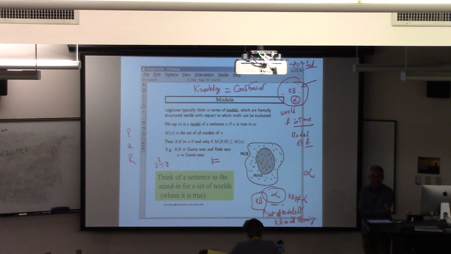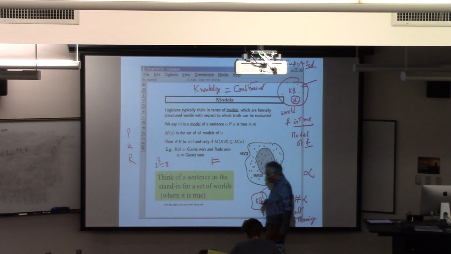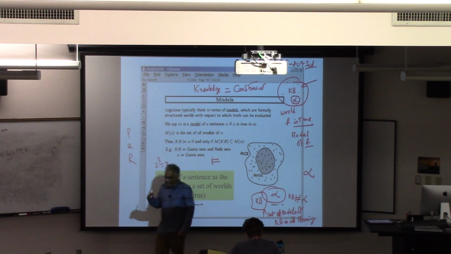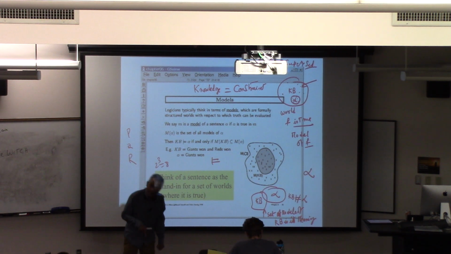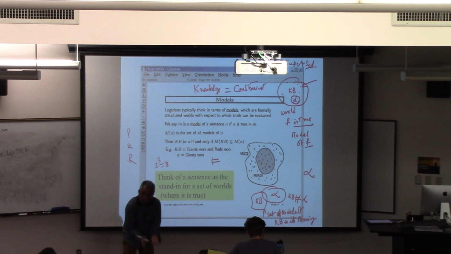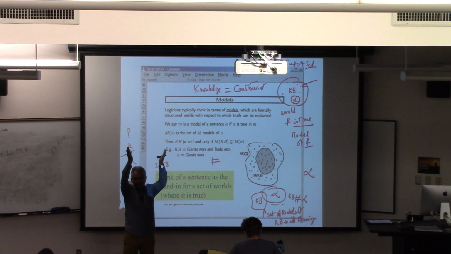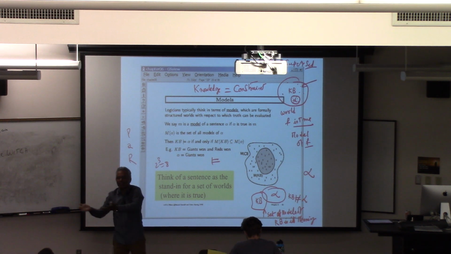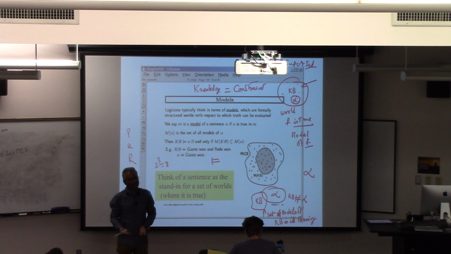Do you understand what I'm saying? So to be able to say that alpha is entailed by KB, the set of models of alpha should be a superset of the set of models of the knowledge base. We just converted entailment into set theory. We didn't do something new today. That's basically how the semantics of mathematics has been done.